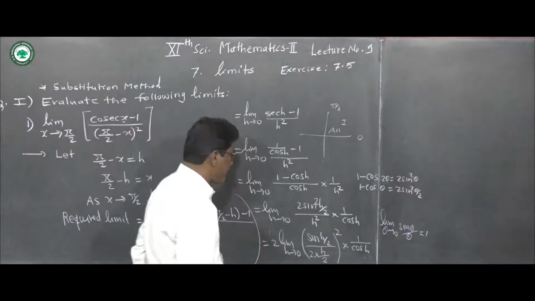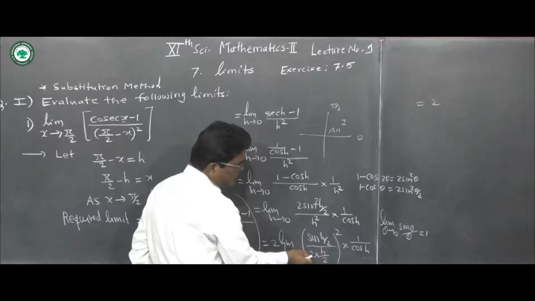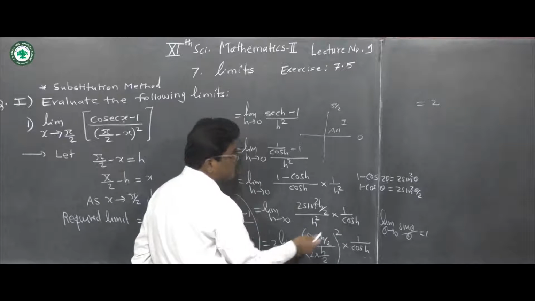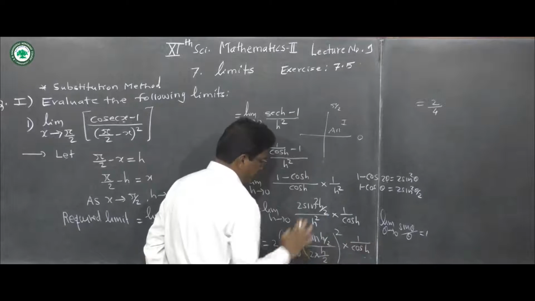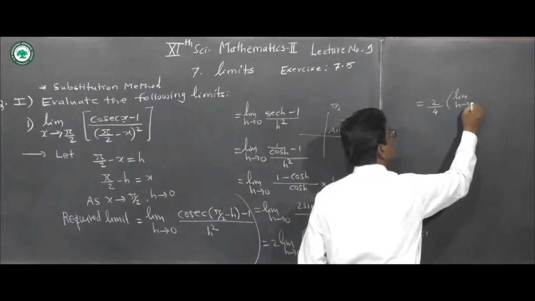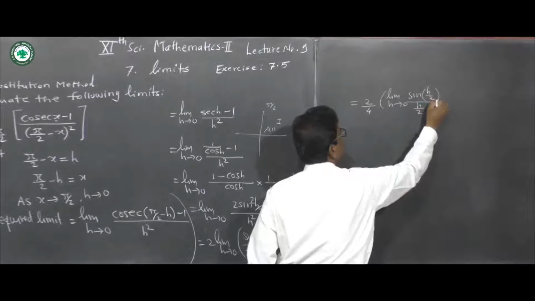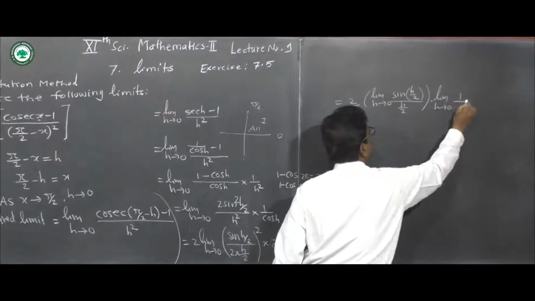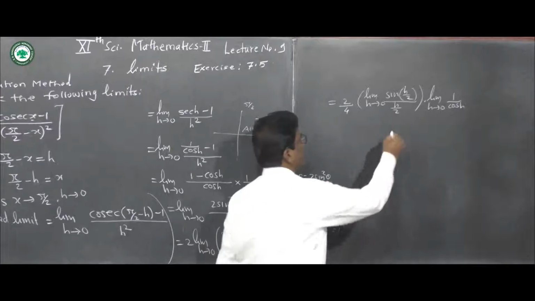So next step is here. So this is equal to this 2, and now take this 2 outside the limit, 2 and bracket square. So 2 square divided by 2 square means 4, and take the limit of this and this separately. And so we get here limit as h tends to 0 of sin of h by 2 divided by h by 2, into limit as h tends to 0 of 1 upon cos h, and this bracket square.